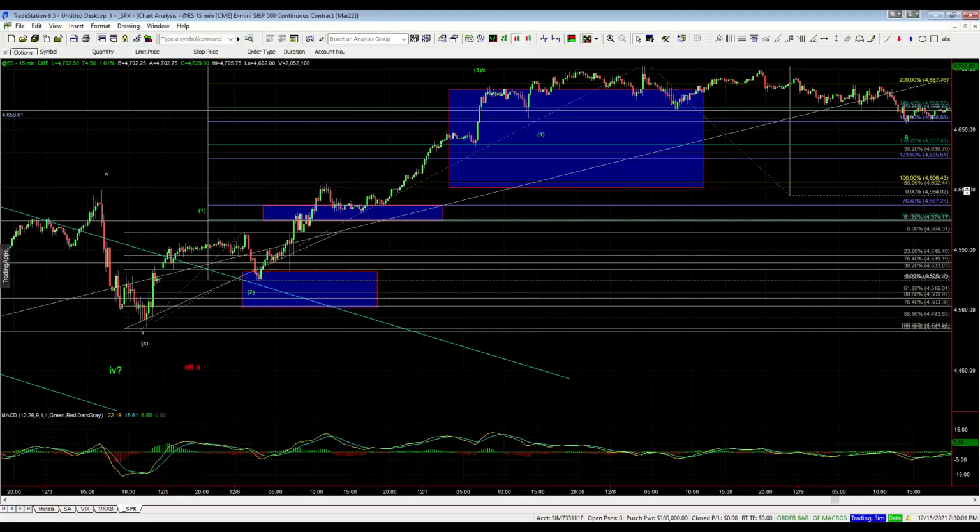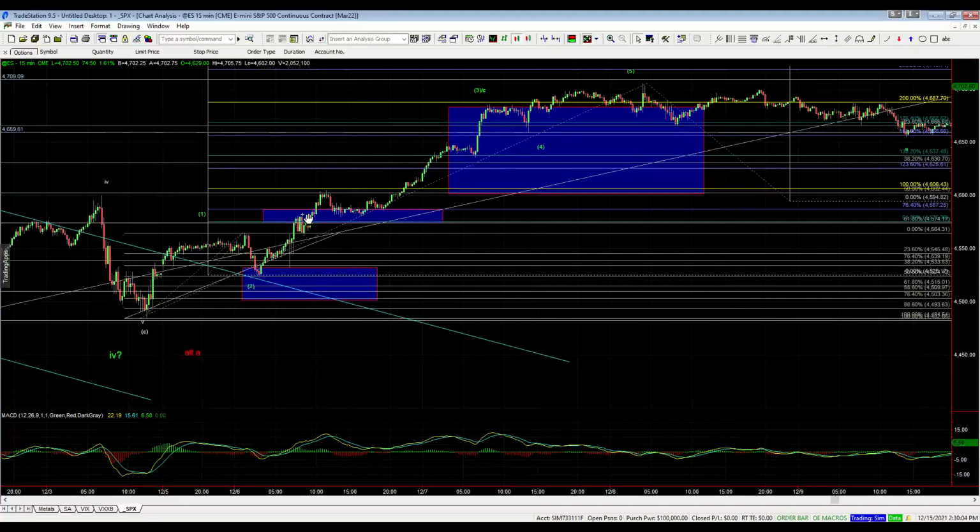So the way I would actually count, I would subdivide this. I would count this as 1-2 here, 1-2, and then 3. So 1-2, and then 1-2, 3, 4, 5. This wave 3 is how I would subdivide this. Let me just lay it out for educational purposes. So I'd count this as 1, 2, 3, 4, and 5 of 3. So this is how I would subdivide this third wave, okay?